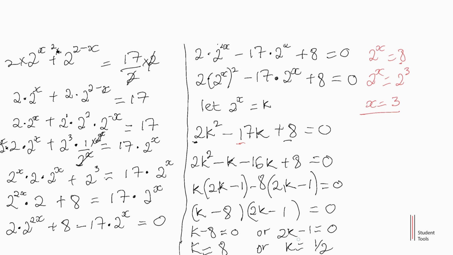And then here we had k equal to 1/2. So that means 2 to the power x is equal to 1/2. Now, to get the value of x, we have to make 1/2 to the base 2. So 2 to the power x is equal to 2 to the power -1. So that makes x equal to -1. So these are our two answers in 1.1.4. x is equal to +3, and x is equal to -1.